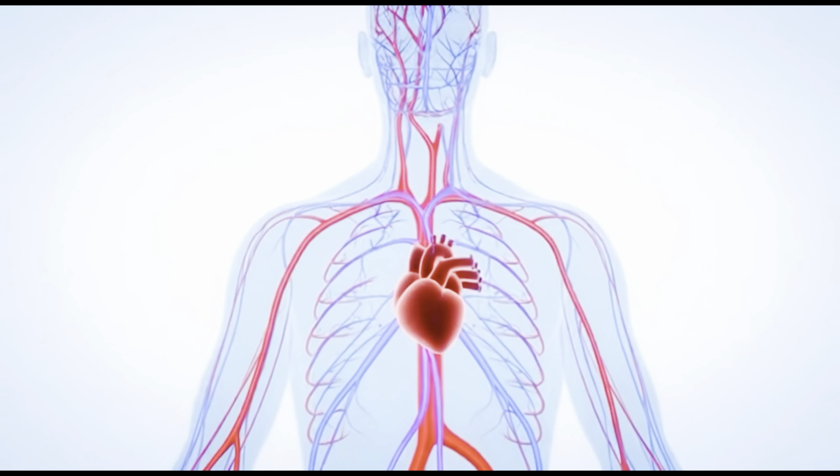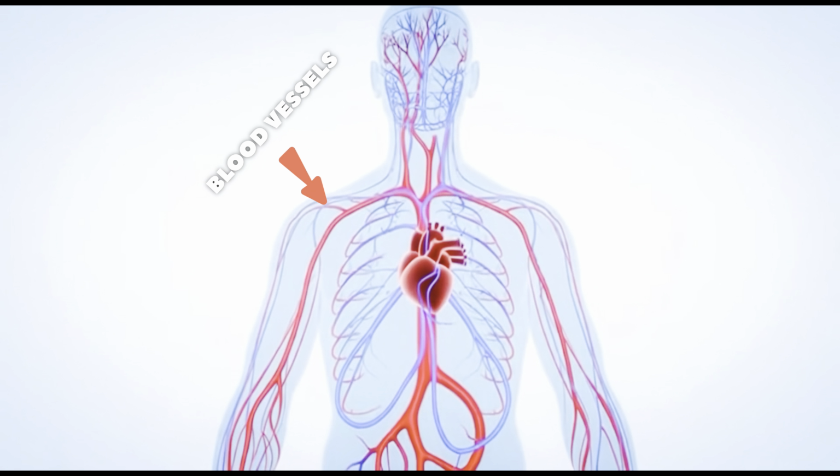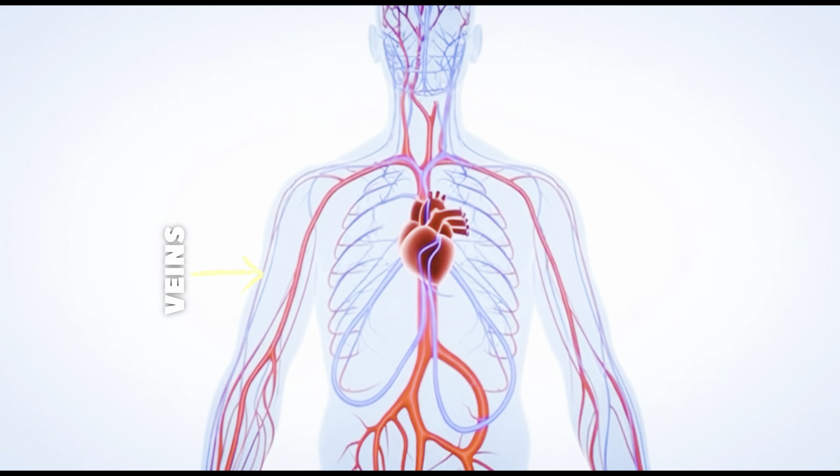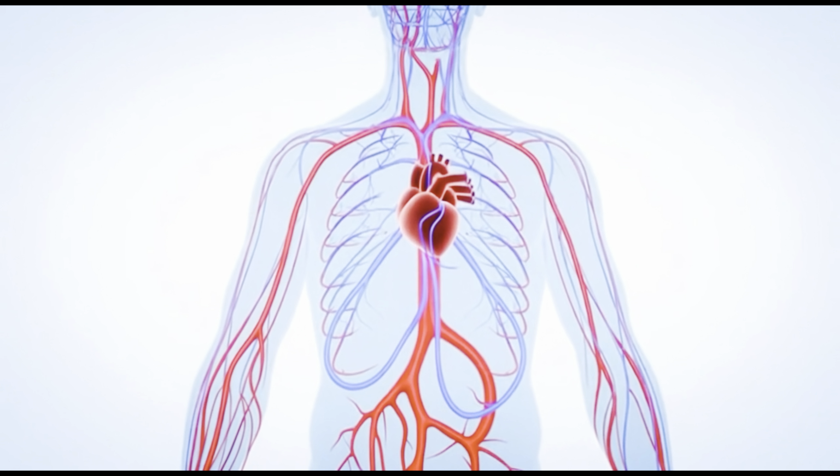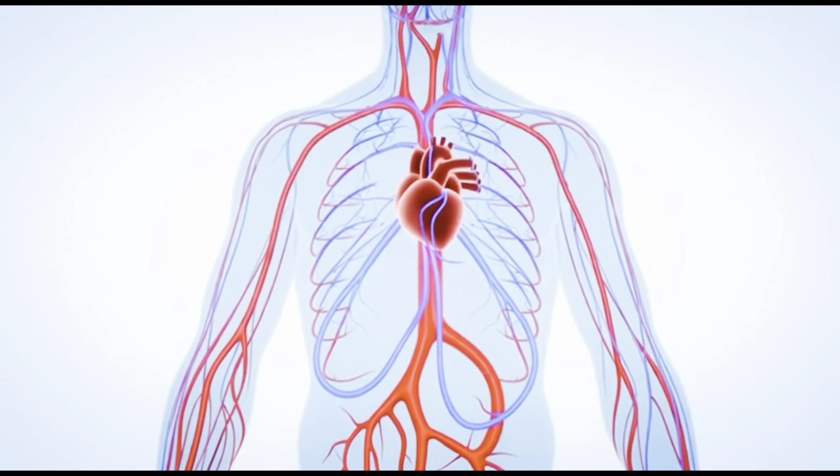The cardiovascular system contains the heart and blood vessels, including arteries and veins. This system transports blood, oxygen, and nutrients throughout the body.